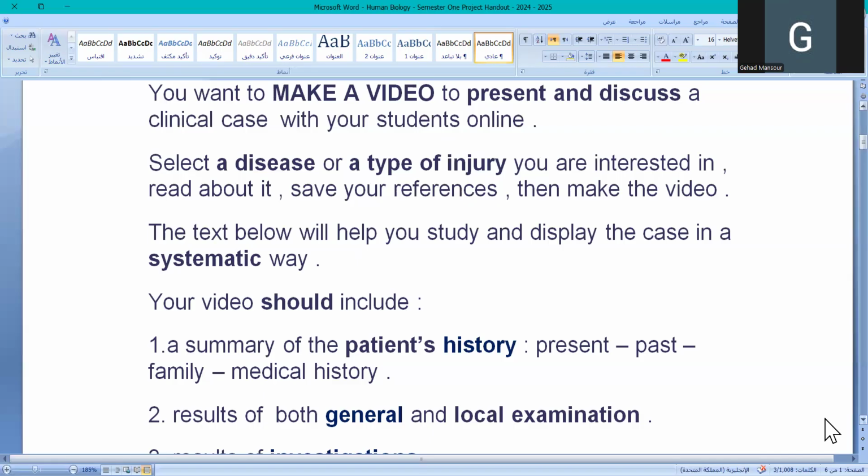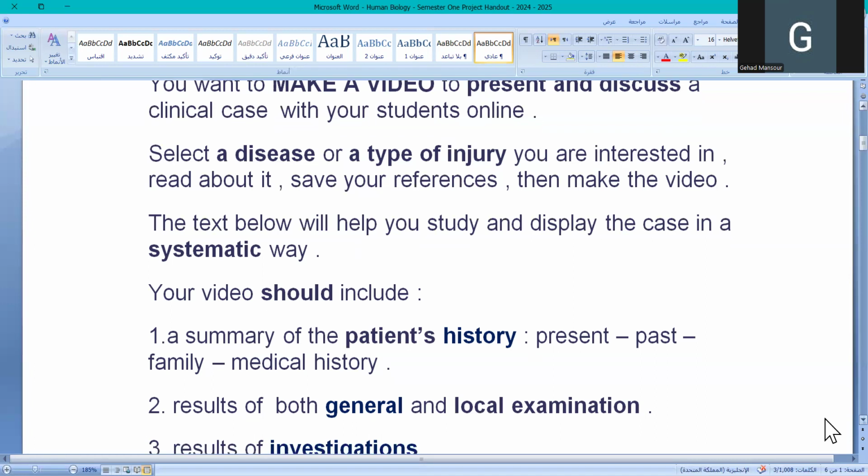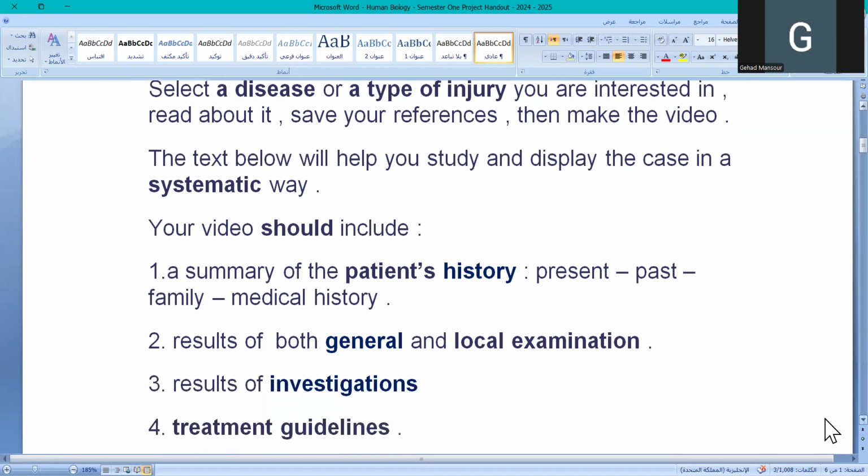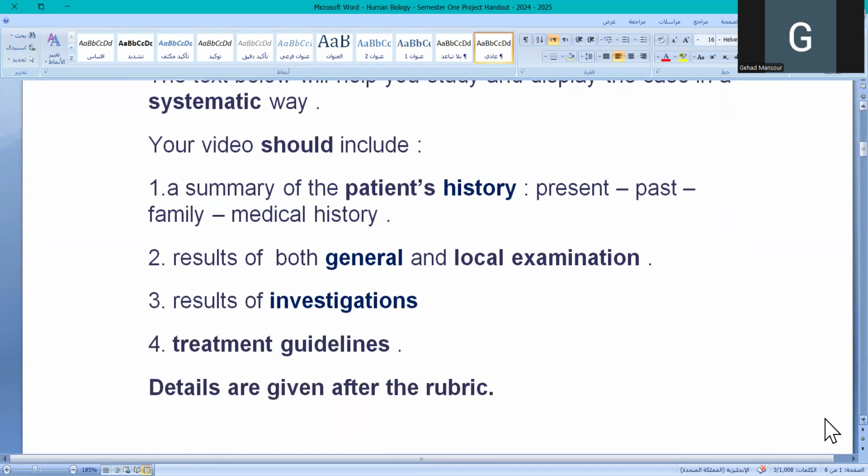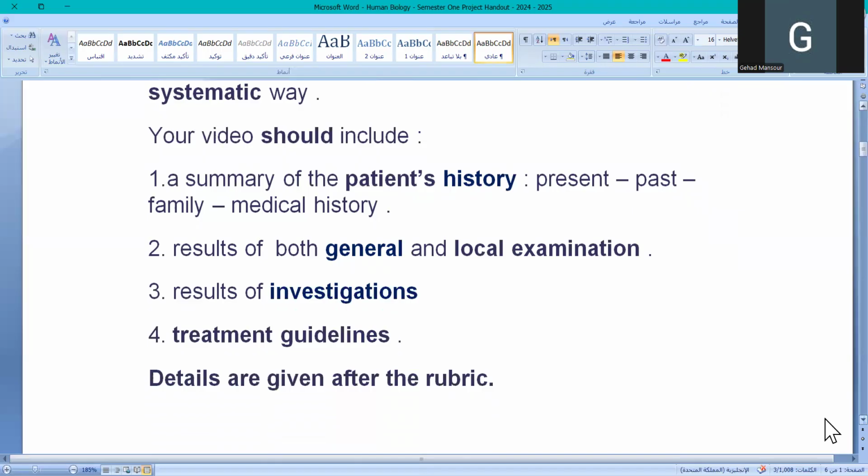You can select whatever disease you want, or whatever type of injury. It might be a disease, or it might just be a traumatic injury, and you're going to present it. Time is not specified because it depends on the condition.